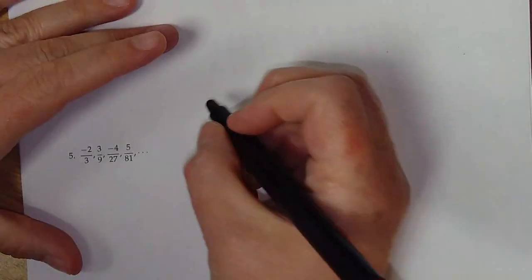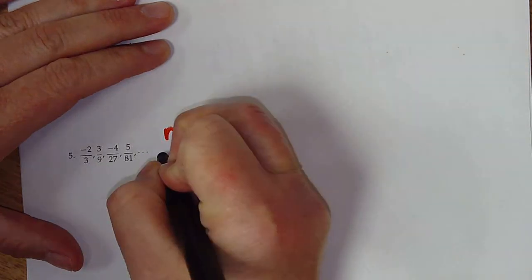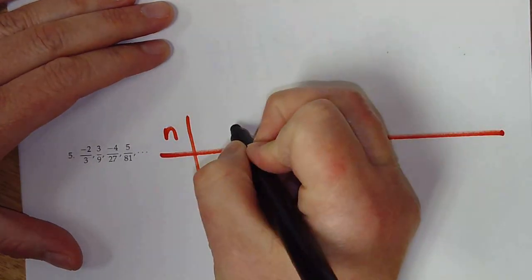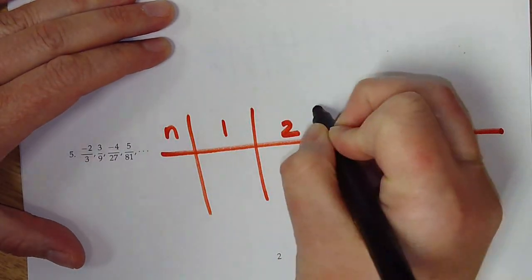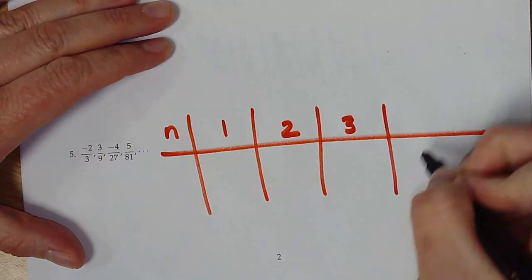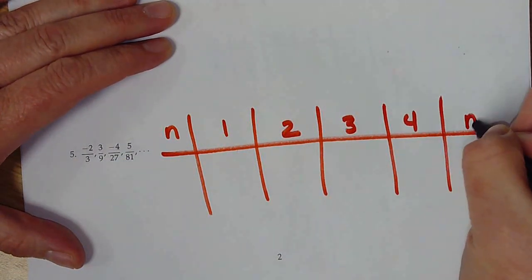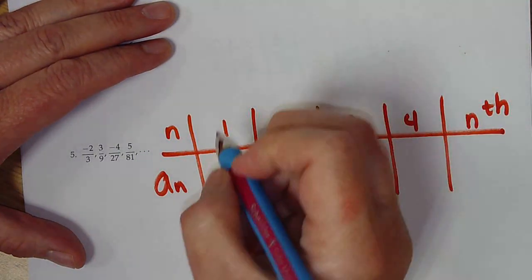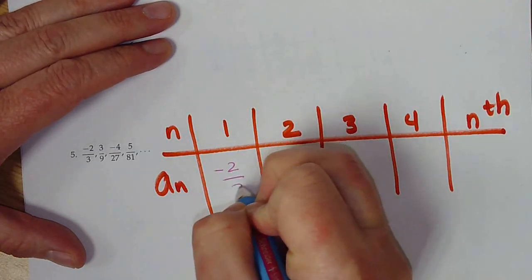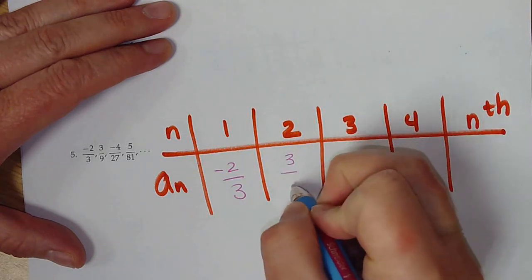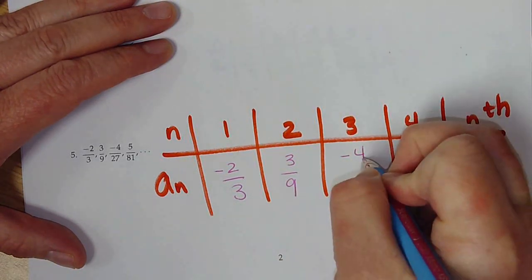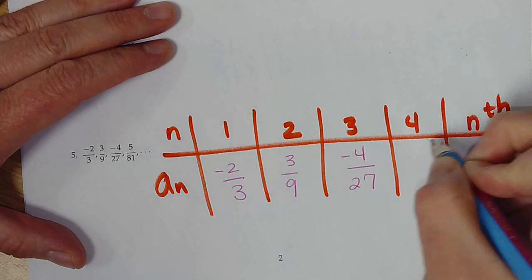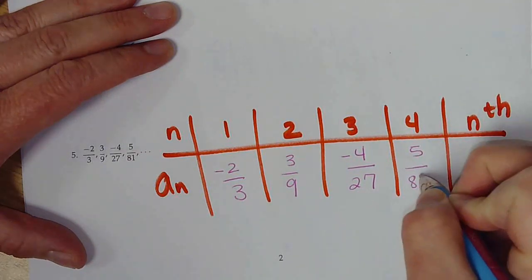So again, I'm going to make my table. So I have my n's. So 1, 2, 3, 4, and then a spot for my nth term. And I'm going to put my terms in here. So I got negative 2 over 3. I have a 3 over a 9, a negative 4 over a 27, and a 5 over 81.